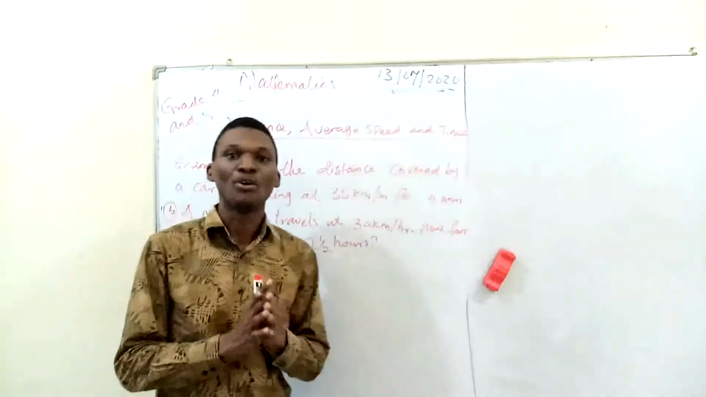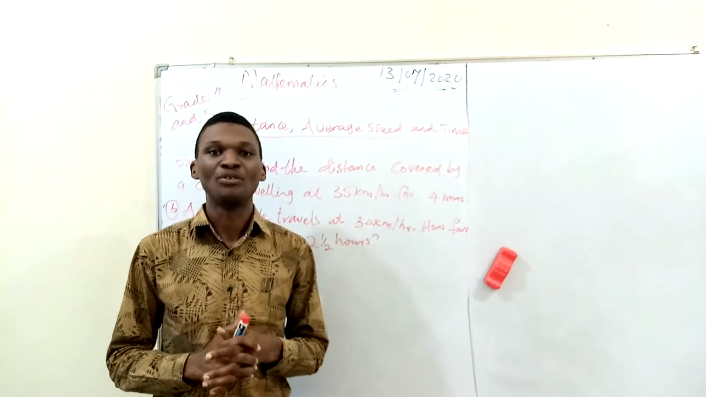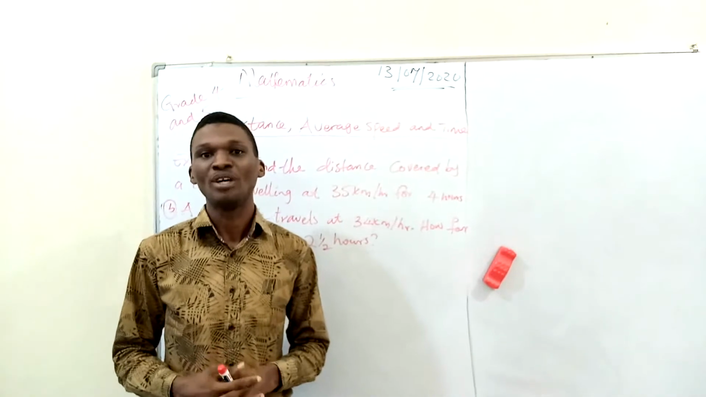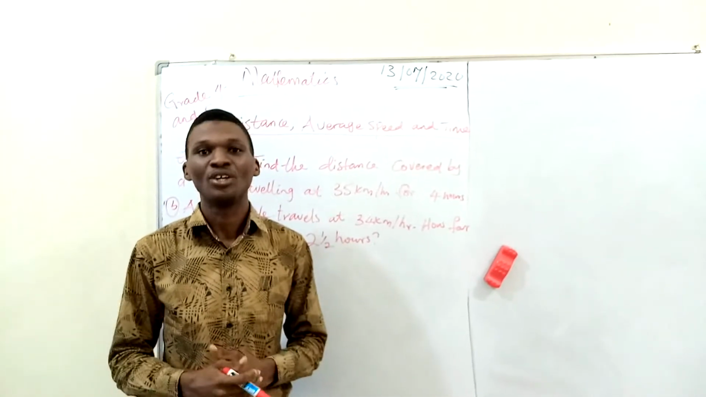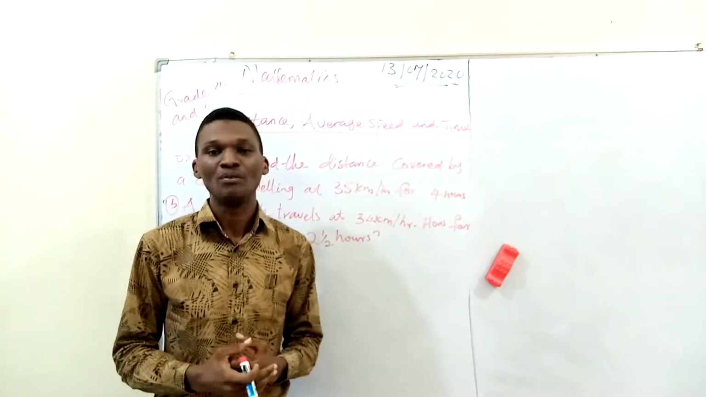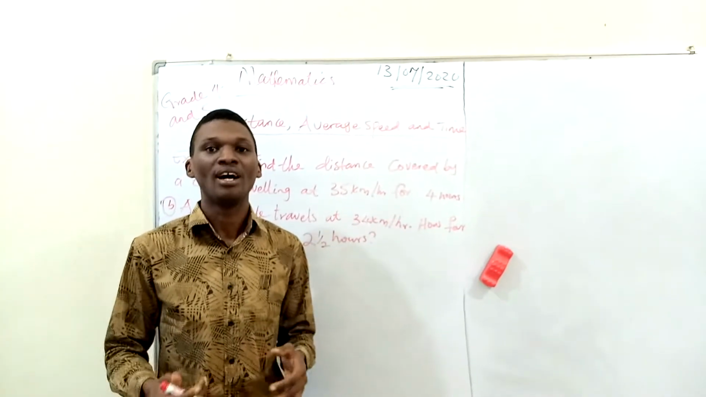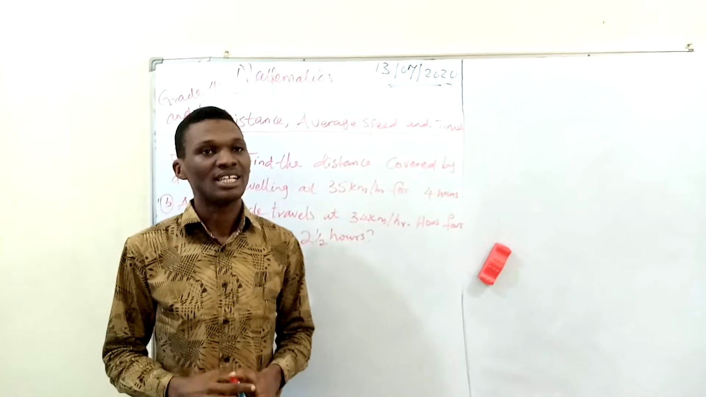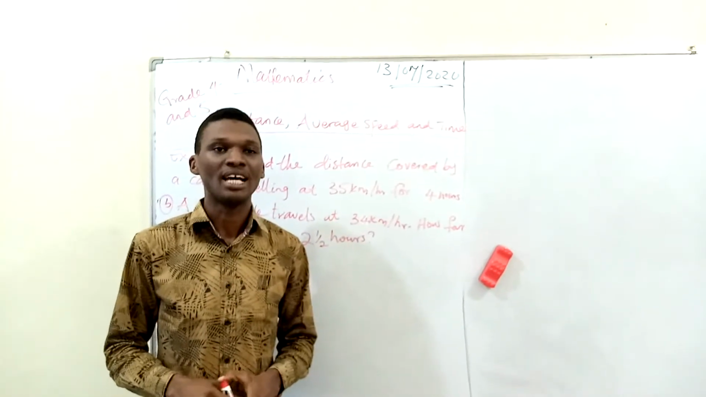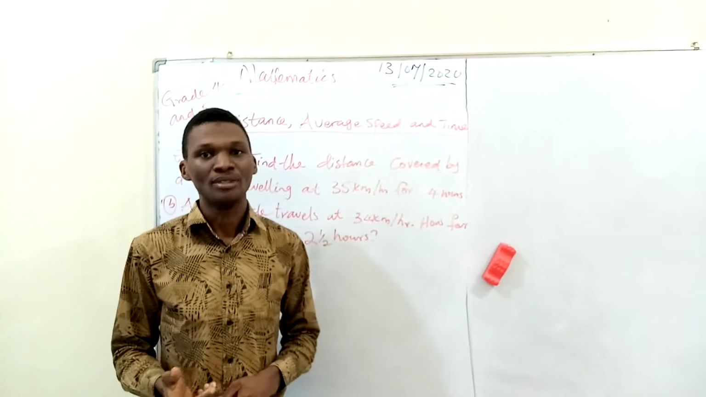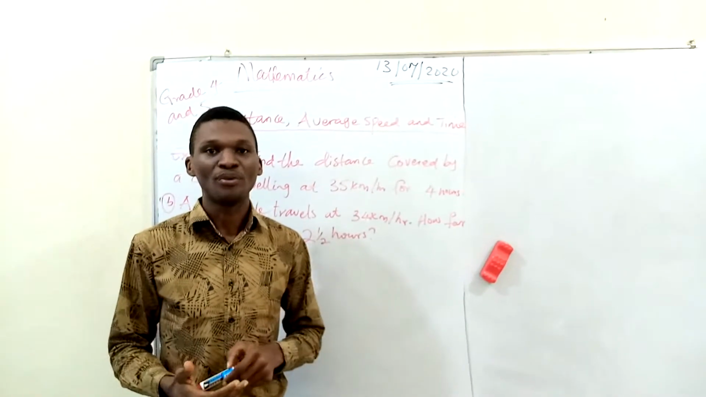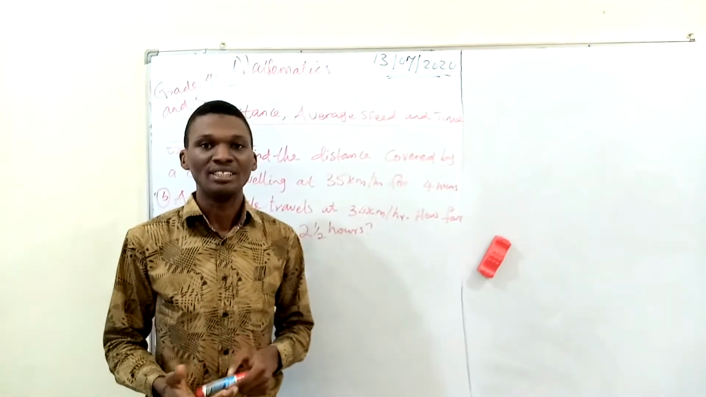We also looked at how to find average speed. We were given the different formulas. The average speed is given as distance over time, the time is distance over average speed, and distance is given as average speed times time. We solved some problems on average speed and time. Today we are going to be solving problems on how to find distances.